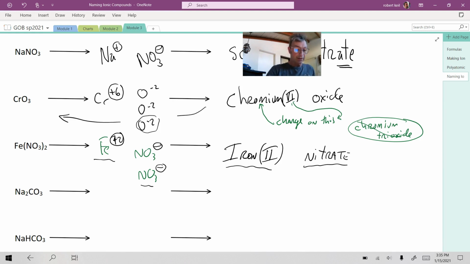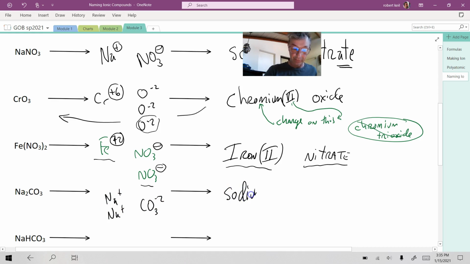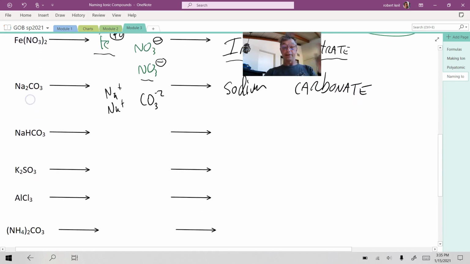Okay. Next one down, CO3. You've got 2 sodiums here. You probably could figure out that that's -2. Got your sodium, and your carbonate. And doing pretty good.